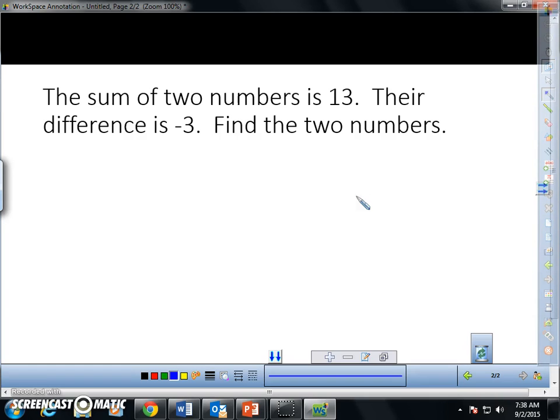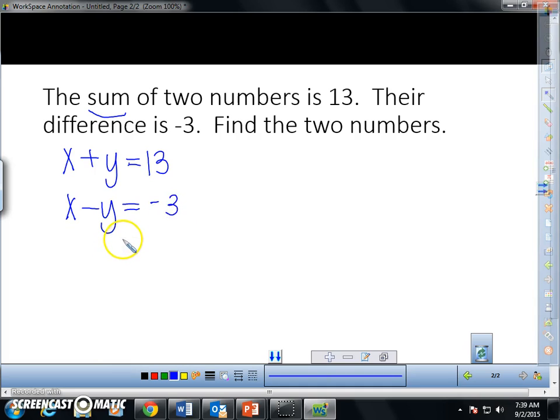We're asked to find the two numbers. So again, we're going to define two variables, x for one of the numbers and y for the other number. The sum of two numbers is going to be 13, so x plus y is equal to 13. Then the difference between them is negative 3. So we have x minus y is equal to negative 3.